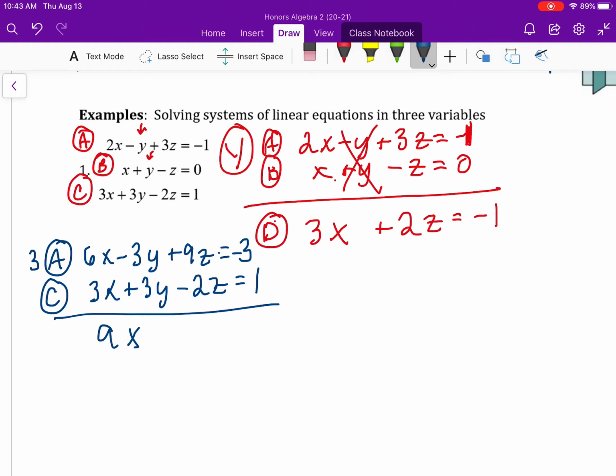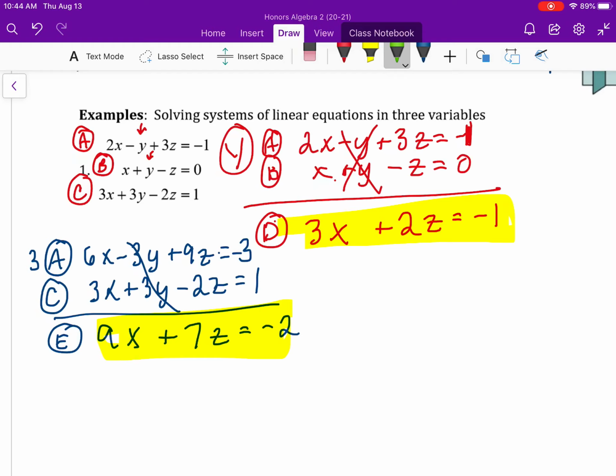I'm going to add. I should get 9x. My y's eliminate. 7z equals -2. We're going to call this E. Now look, if you do this right, the two equations that you make will have the same variables in them, because you have to eliminate the same variable twice.